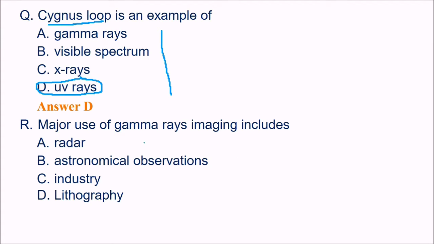Next is, major use of gamma ray imaging includes what? Gamma rays. So what can be the answer? The answer is B, astronomical observations, gamma rays.